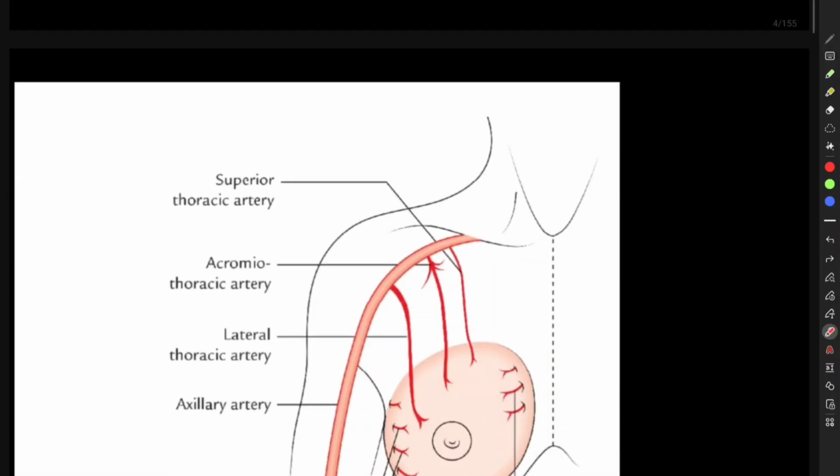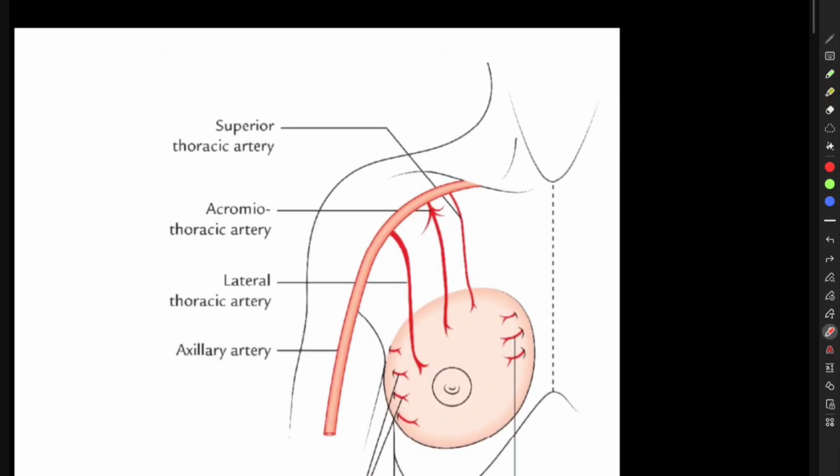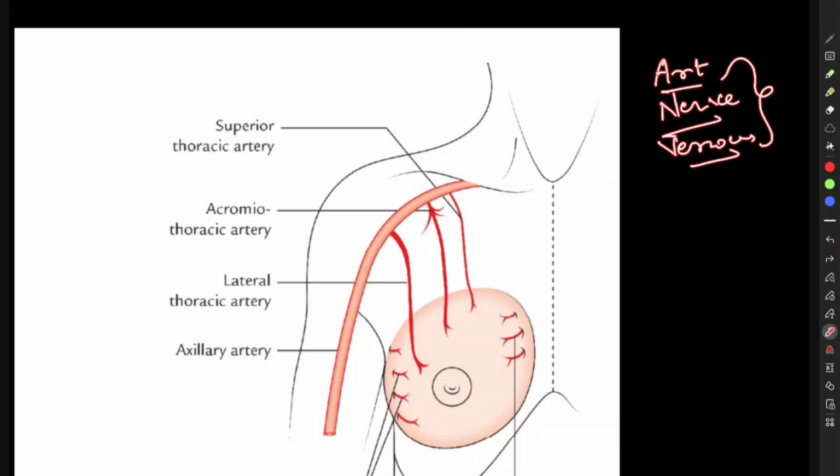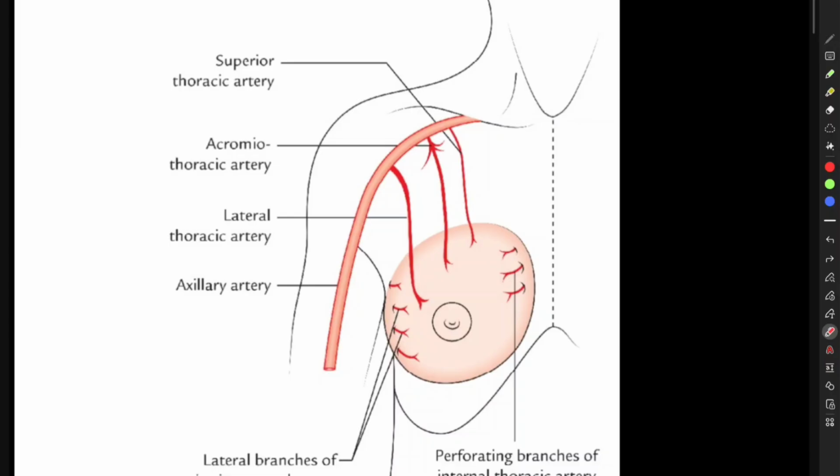Now, this completes the entire thing about the breast that we have to study. The next topic is, for any organ, writing its arterial supply, nerve supply and venous drainage is very important in that LAQ. So, talking about the arterial supply, our breast is highly vascular.